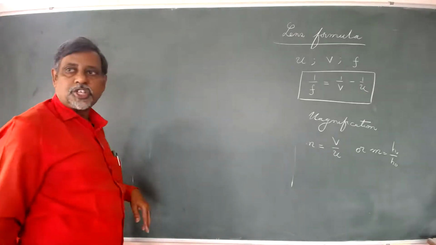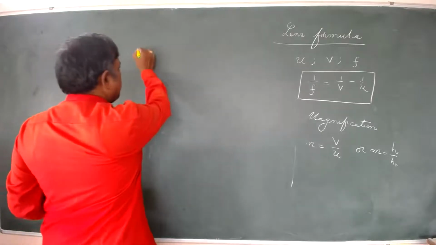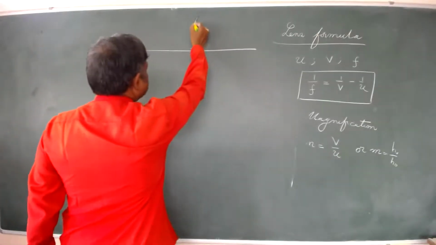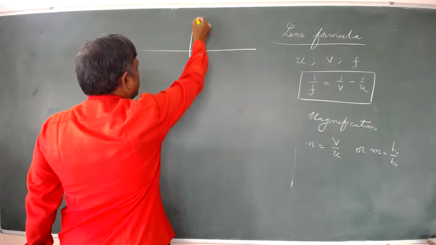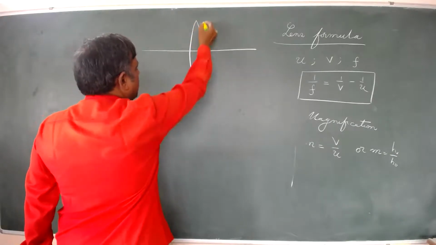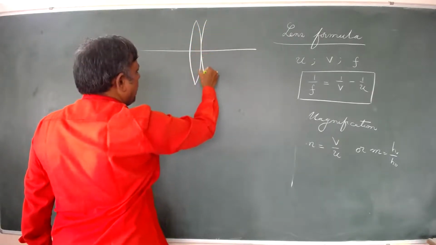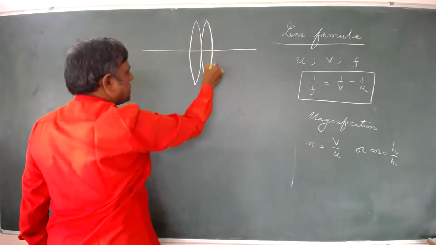Now, the type of combination can be taken in two ways. Look at this. The two lenses are taken as a combination in which they touch each other. See, this is one lens, and one more lens I will be just taking like this.